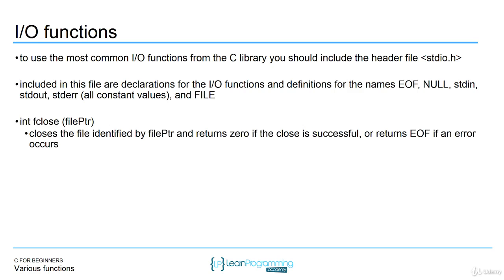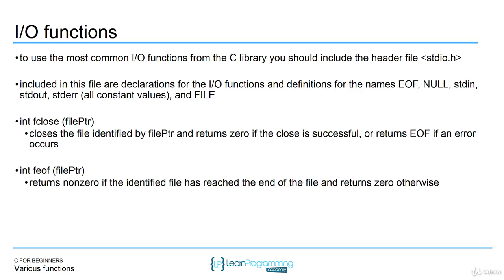fclose is a function that we used to close our streams. It closes a file identified by a file pointer, and it returns 0 if the close is successful, otherwise EOF. feof is a function we didn't use explicitly, but it will check whether or not you're at the end of the file, as opposed to comparing to a constant, you can do an feof.